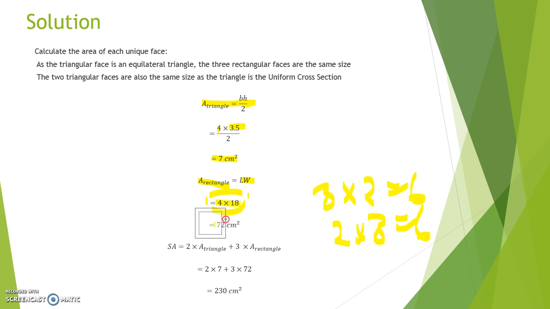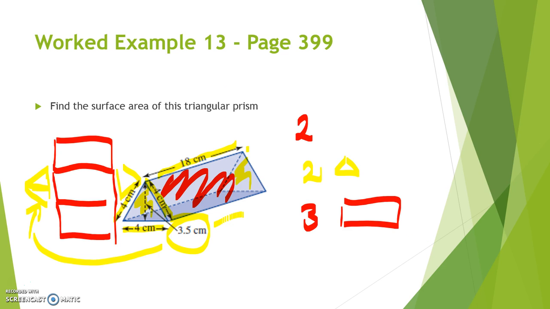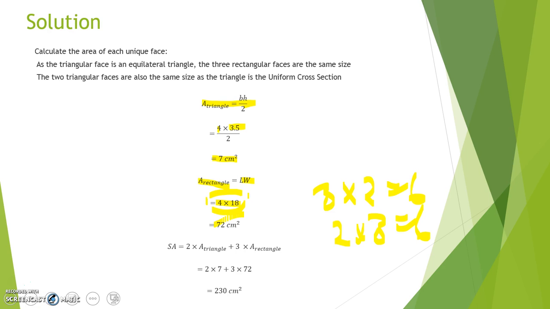Now because we worked that out as 72 square centimeters, we can just substitute them in. So we've got our 7 square centimeters there, it's the area of the triangle, and the area of the rectangle is 72. We've got 2 triangles and 3 rectangles. So that's 2 times 7 and 3 times 72. Gives us 230 centimeters squared. Now surface area is just area, so we square it again. That's our unit.